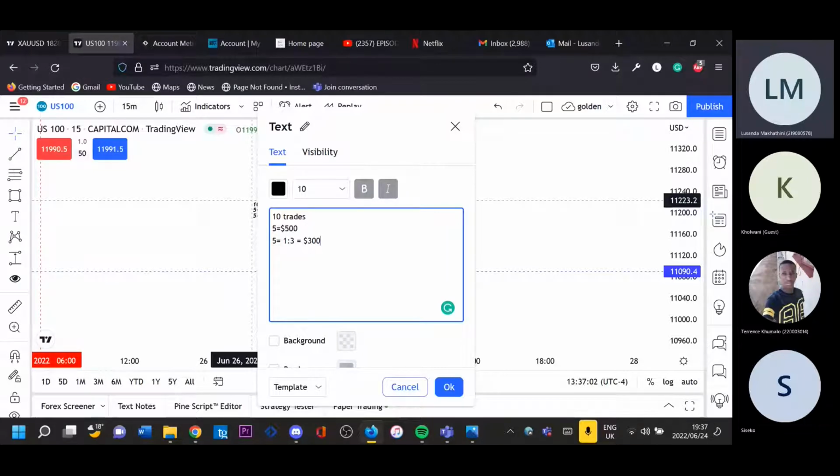Just check real quick. Times it by five, sorry, if you times that by five, not three, yeah, it's $1,500. So that means you're getting $1,500 from those trades. That means you make a profit of $1,000.